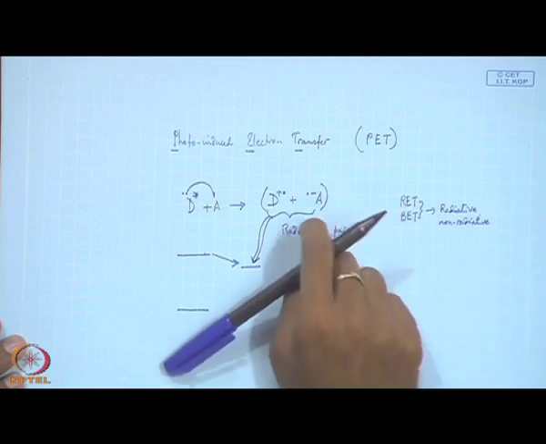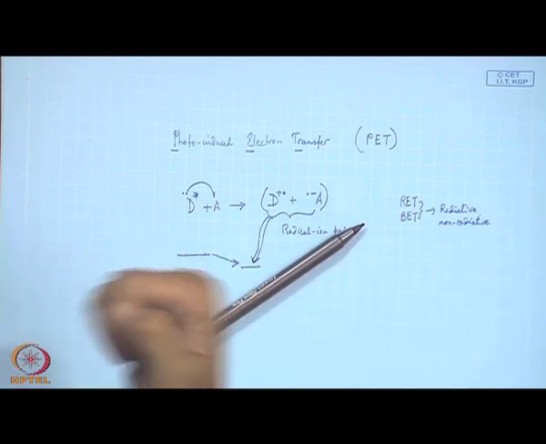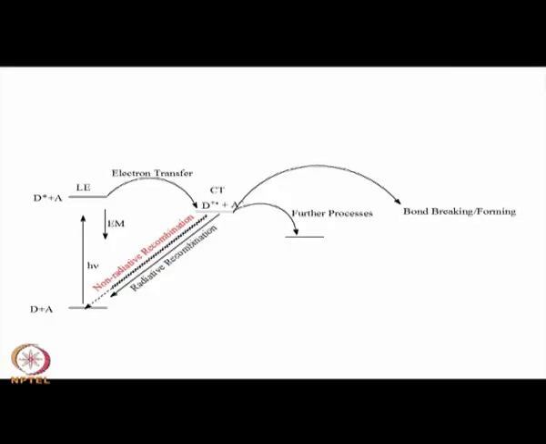So, in that case, when this D plus dot and A minus dot combine, then maybe in some cases you can get photons, or in other cases you can get heat, but they will recombine, this back electron transfer will take place. So, these are the possibilities, or maybe it can do some other reaction, like some bond breaking or bond formation.